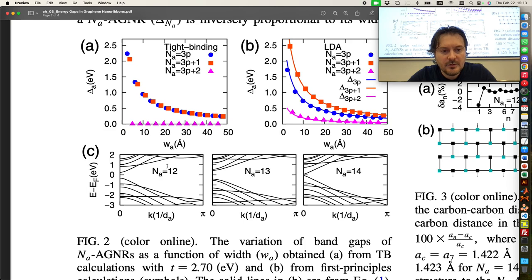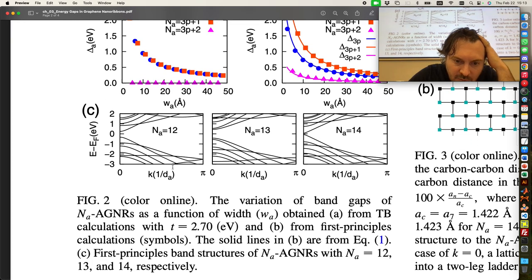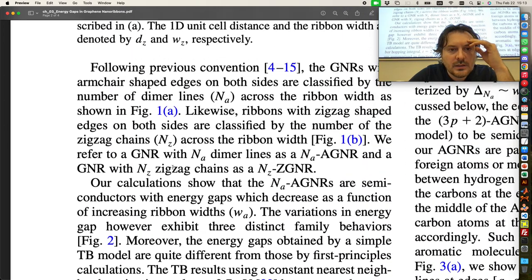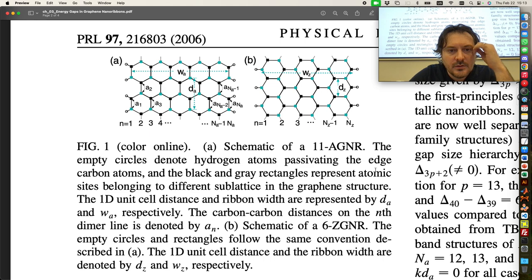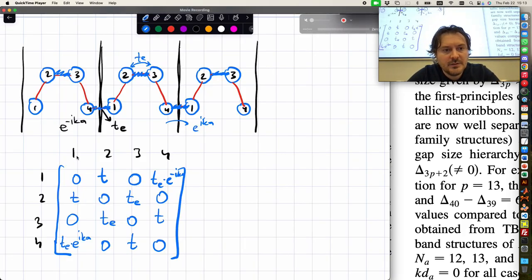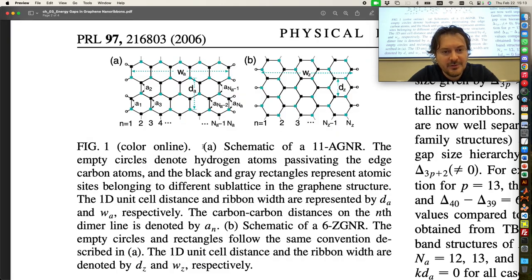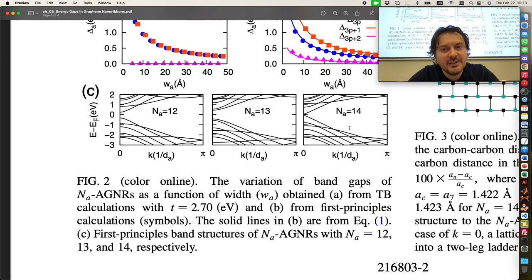But the ones over here have more atoms. So you need to write, is this NA number of atoms or we should really look over here? So it says that this is 11 armchair nanoribbons. So where is 11? Let me think. 1, 2, 3, 4, 5, 6, 7, 8, 9, 10, 11. So our nanoribbon is 2, because 1, 2. So you should do this for 12, 13, and 14.